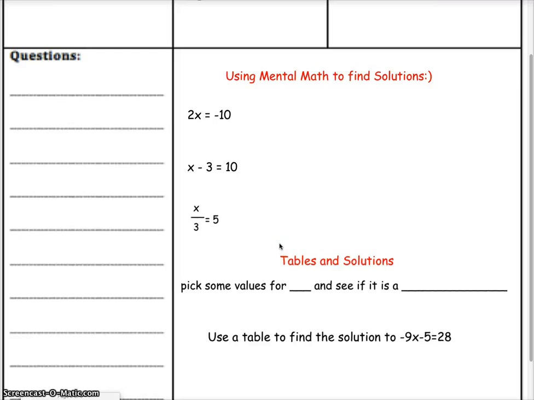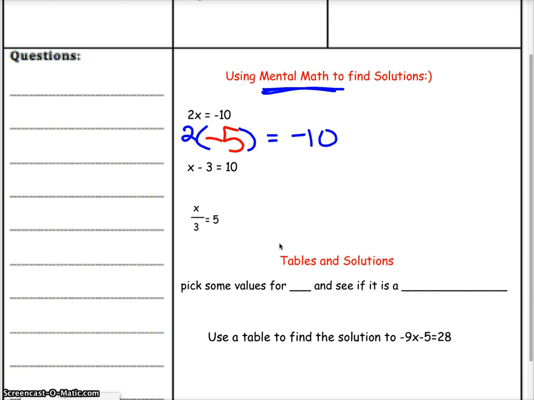Okay, last thing that wasn't part of my daily learning target. We're going to use mental math, which means we don't have to use algebra concepts to find the solution. So I'm saying 2 times what gives me negative 10? This is mental, in my head. 2 times what equals negative 10? What is it? Negative 5. 2 times negative 5 equals negative 10.